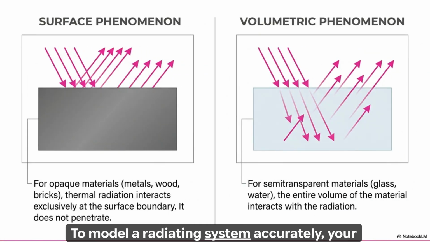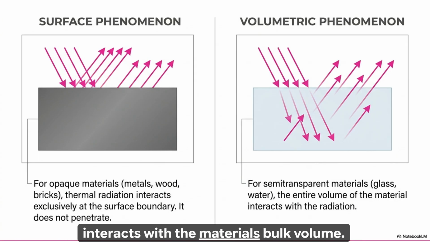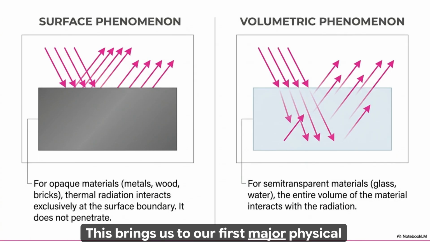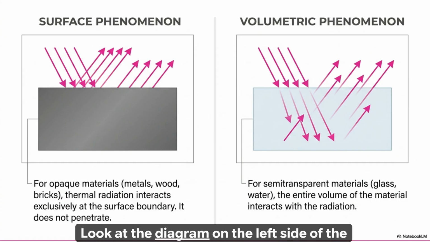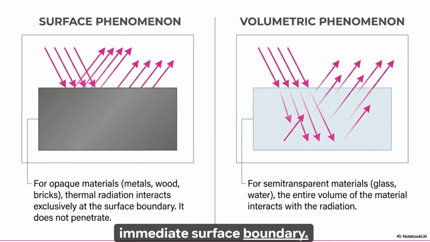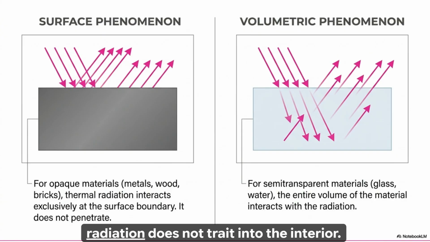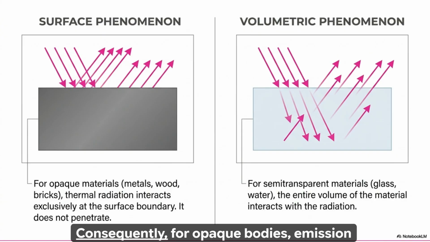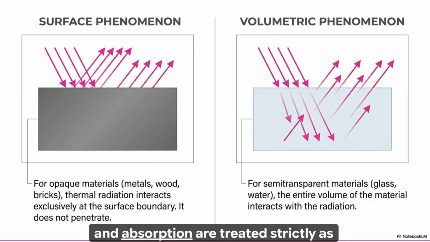To model a radiating system accurately, your very first task is to classify how the radiation interacts with the material's bulk volume. This brings us to our first major physical distinction: surface phenomena versus volumetric phenomena. Look at the diagram on the left side of the slide. For opaque materials, such as standard industrial metals, wood, or structural bricks, thermal radiation interacts exclusively at the immediate surface boundary. Incoming rays are either reflected or absorbed right at the skin, meaning the radiation does not penetrate into the interior. Consequently, for opaque bodies, emission and absorption are treated strictly as two-dimensional surface conditions.